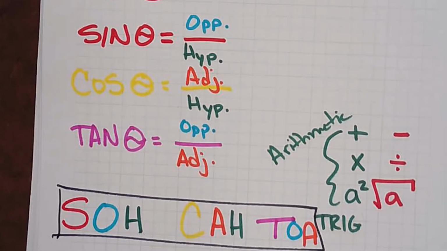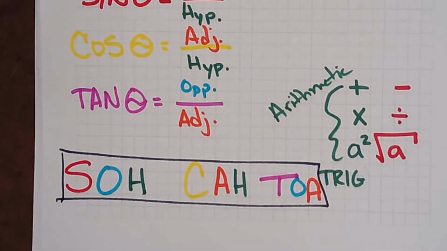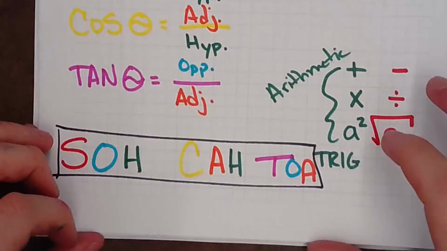SOHCAHTOA. Everybody cool with SOHCAHTOA? Have you heard it before? Yes, some of you have. It's kind of like the Pythagorean theorem, where even if you don't know much about geometry, you might have heard it before you took the class. It's kind of a common thing. I think in a lot of TV shows they talk about it when they are referencing trigonometry. But that's that. So let's have some fun.